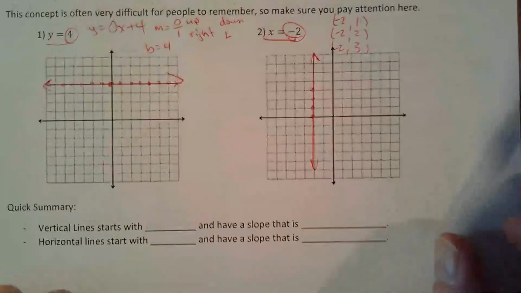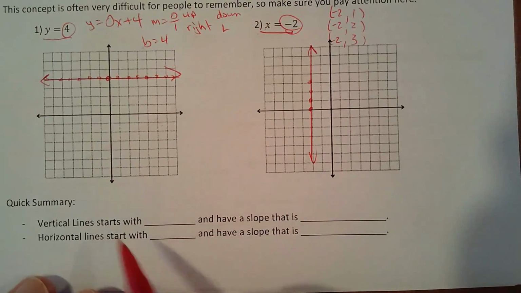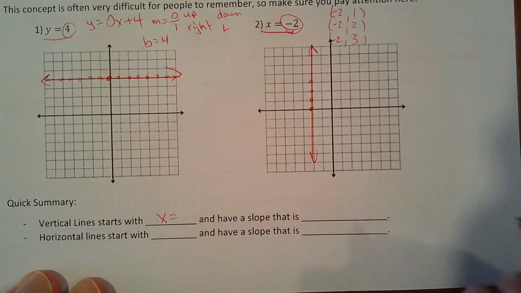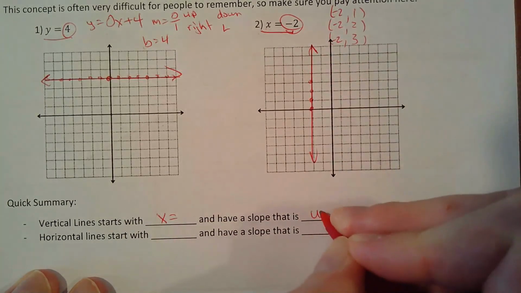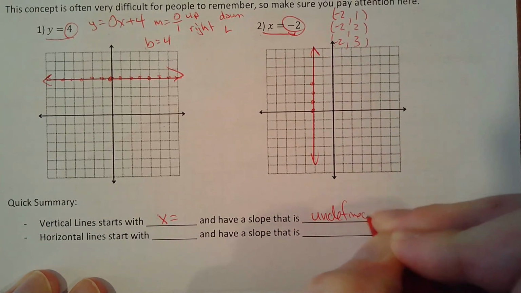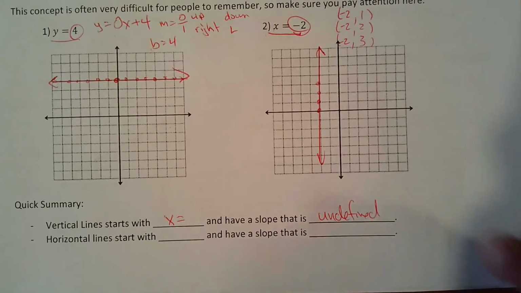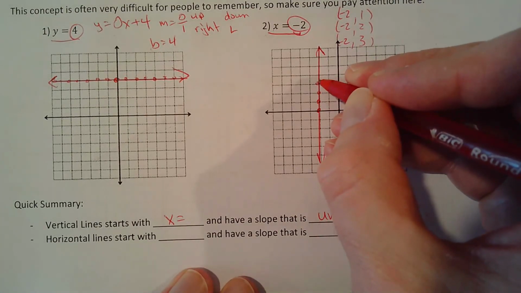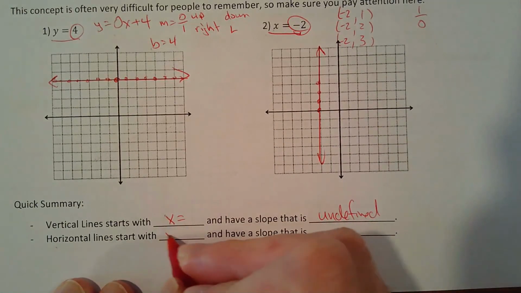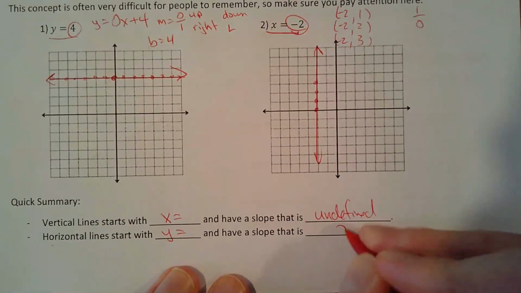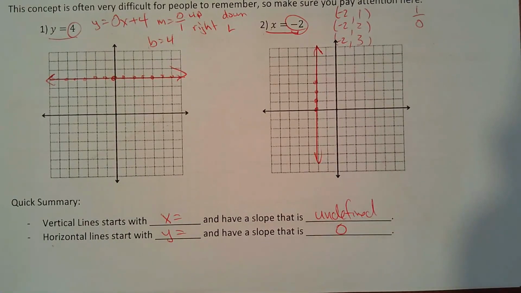Okay, so vertical lines start with an x equals, and they have a slope that is undefined. We can't define it because this is up 1, right 0. We can't divide 1 by 0, so that slope can't be calculated. Horizontal lines start with a y equals and have a slope of 0, so they can be calculated. Okay, so that is it. Hopefully, like I said, this is review.